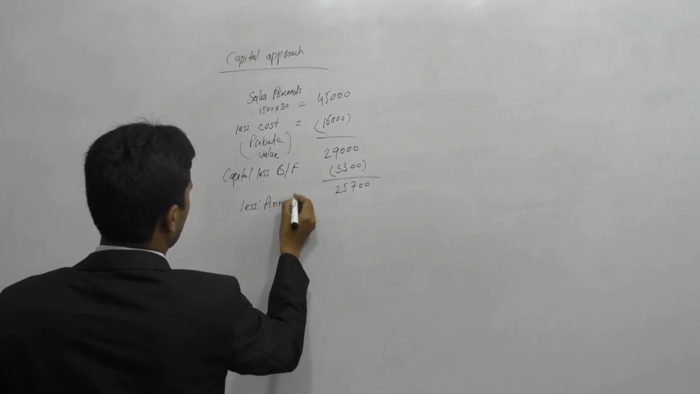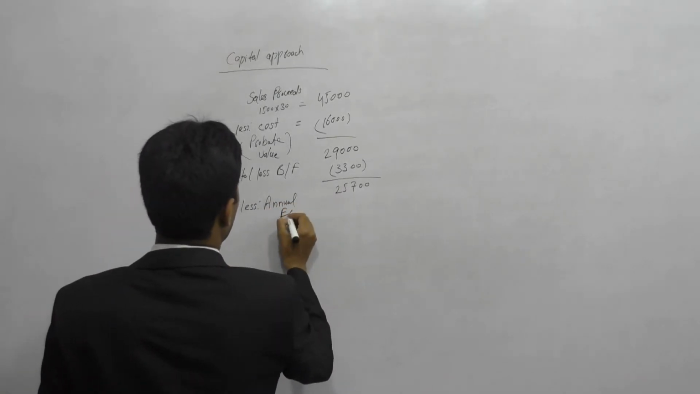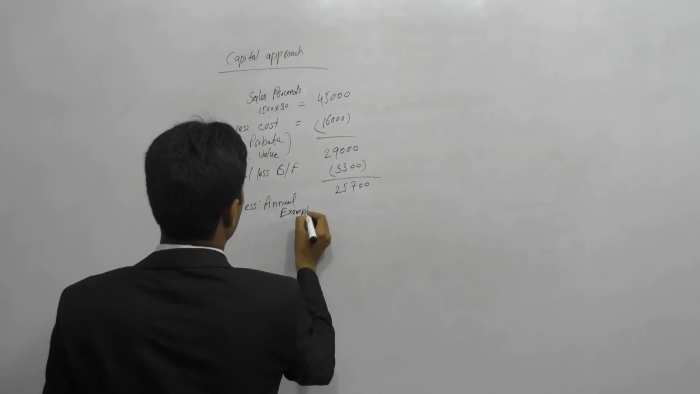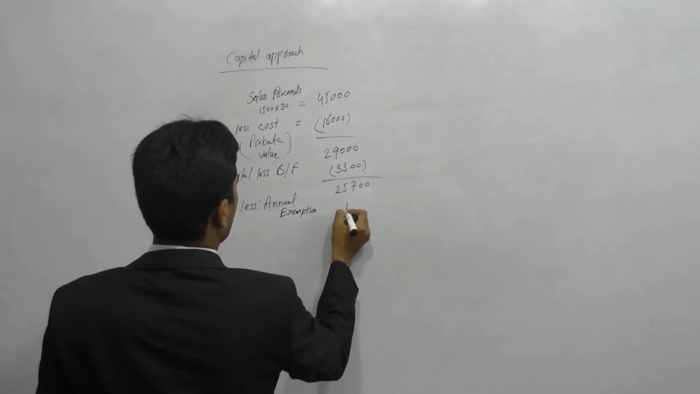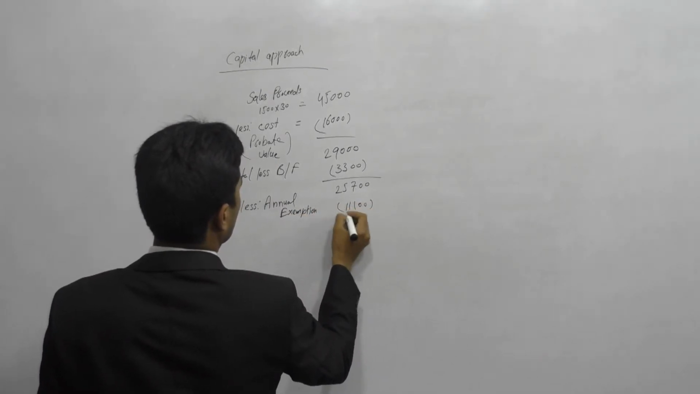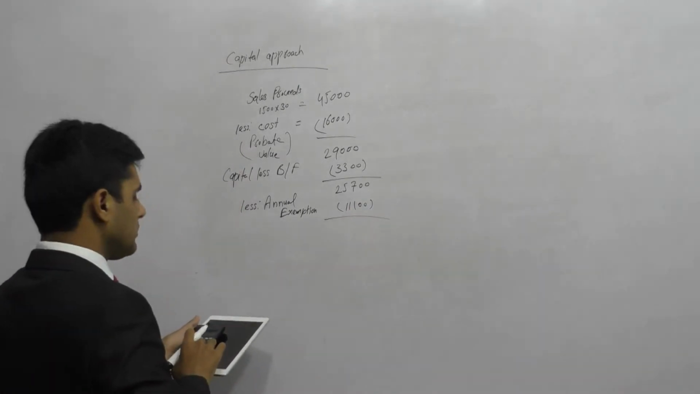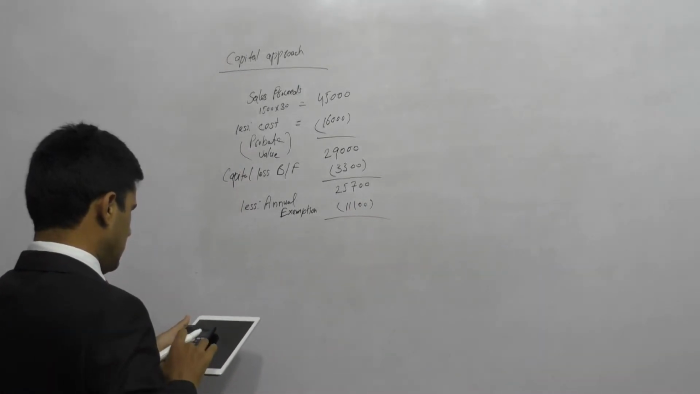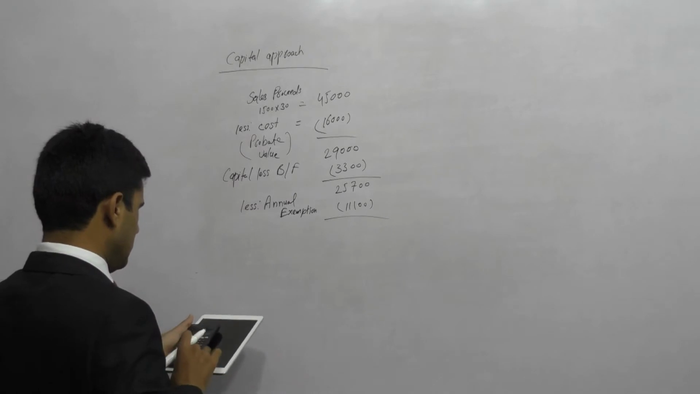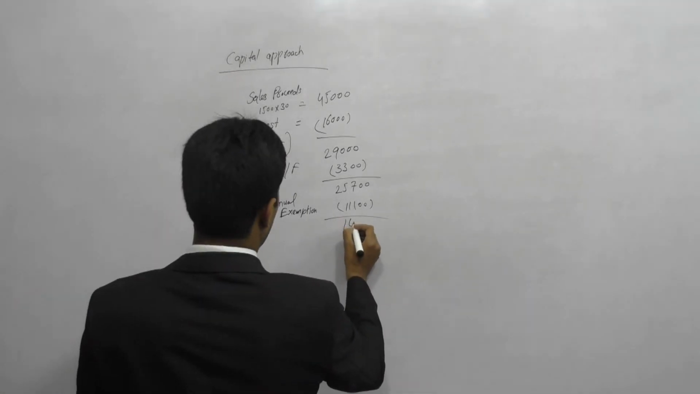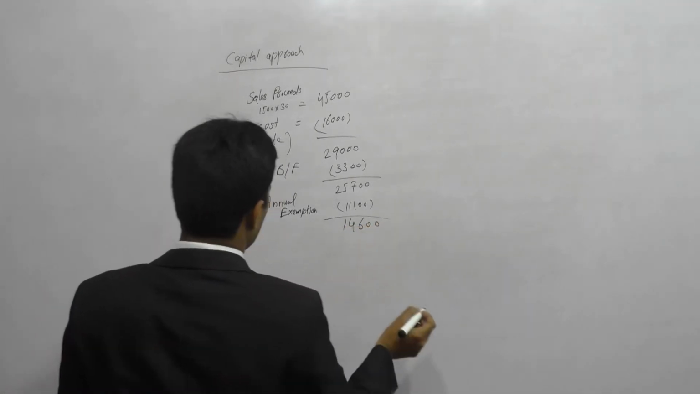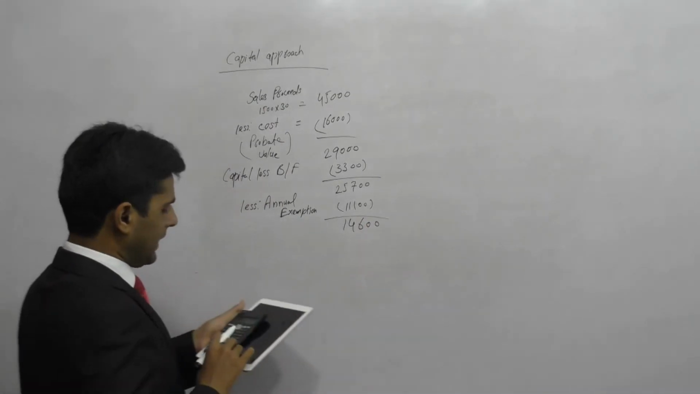Sorry, not an annual allowance, annual exemption of capital gains tax. Right, and it's 11,100. So 25,700 less 11,100. That's 14,600. Right, now on that we have to pay the capital gains tax.